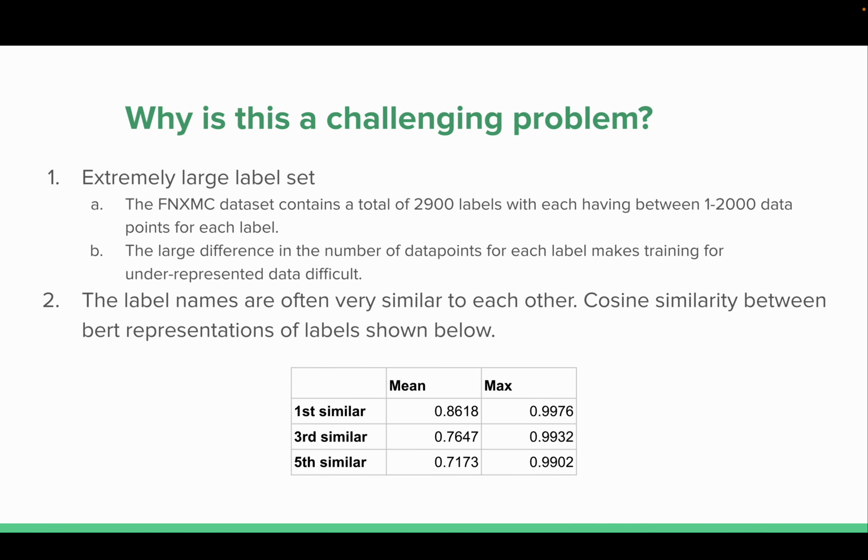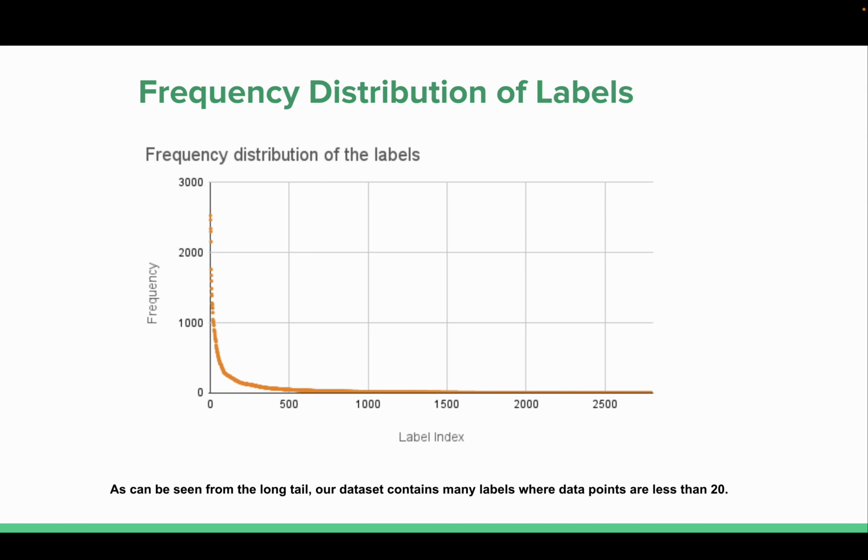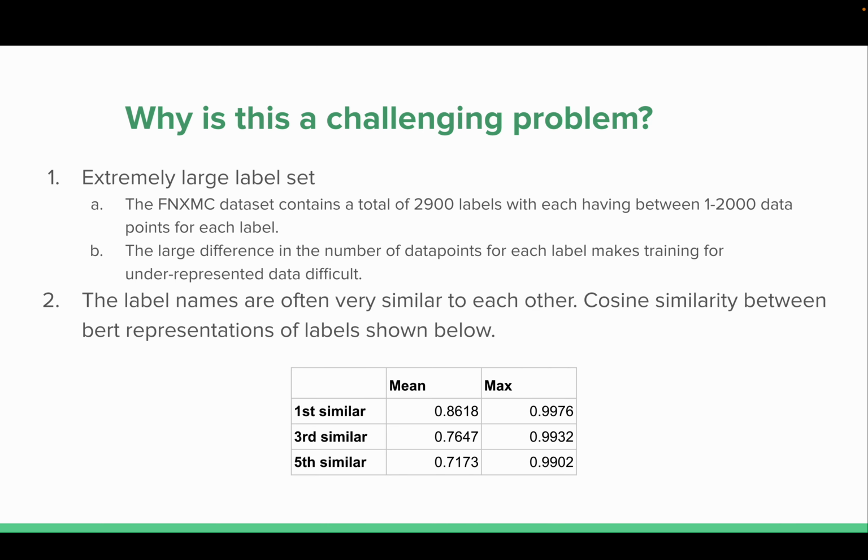So why is this problem challenging? This is an extremely large label dataset which contains more than 2,900 labels. The large difference in the number of data points for each label makes training for underrepresented data difficult. Like from the frequency distribution, we saw that there are many labels where the number of data points is less than 20. So for those underrepresented data, the training is difficult.